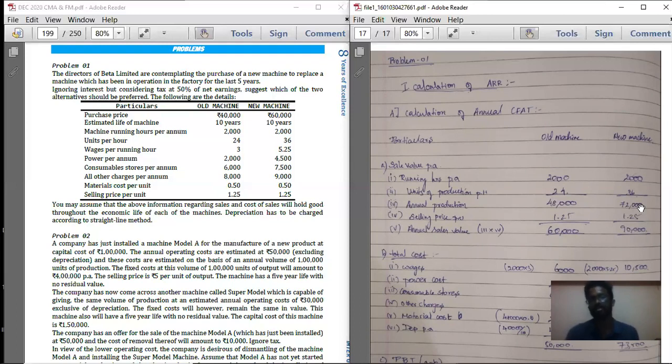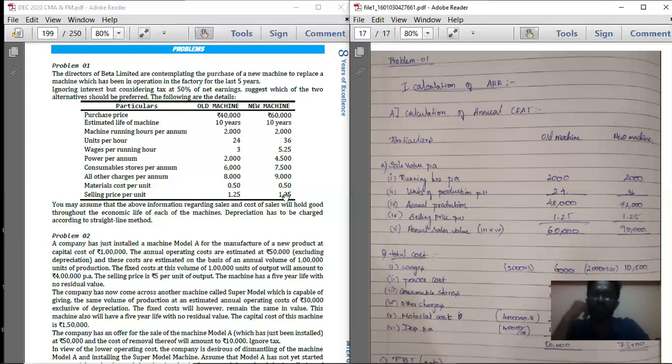Below that, small roman number 4, selling price per unit. What they have given as selling price per unit is 1.25 under both the options. Old machine 1.25, new machine also 1.25. If you multiply the total production with the selling price per unit, you will get the annual sales value.